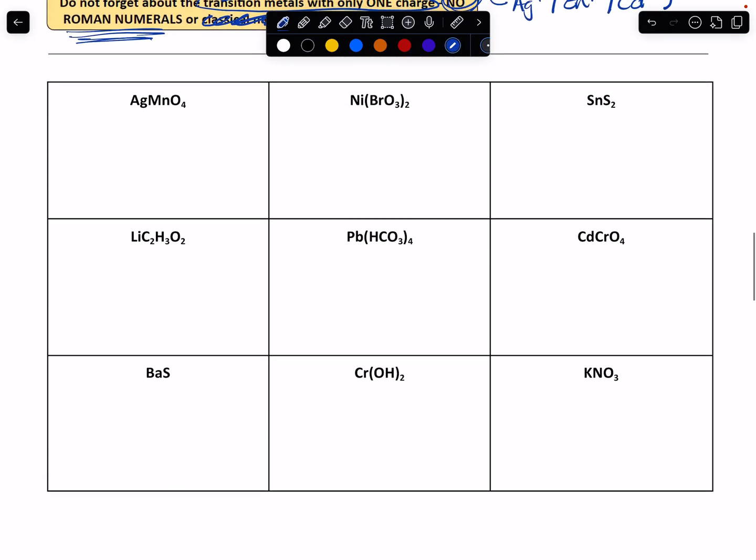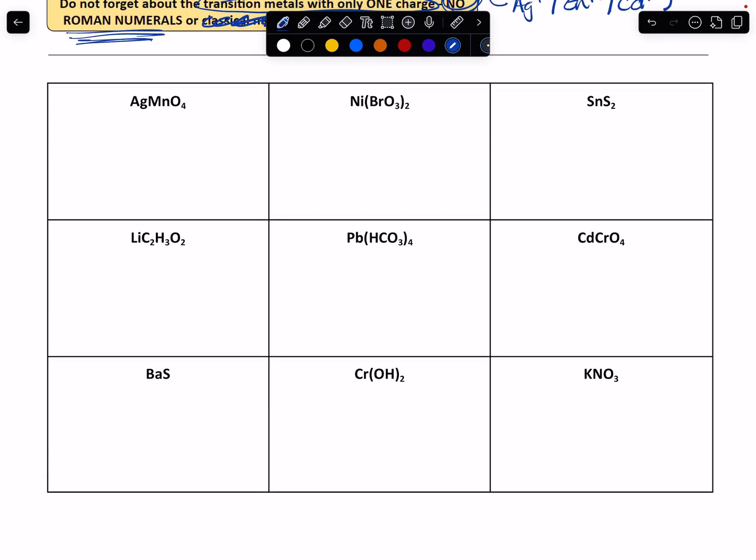Okay, so let's do a couple just to practice. We start with the first part, Ag. That is silver. Now it's a transition metal, but it's not one of the multivalent, so no Roman numeral. And this part is a polyatomic, and I know because I practiced that it is permanganate. Now there's an extra permanganate.